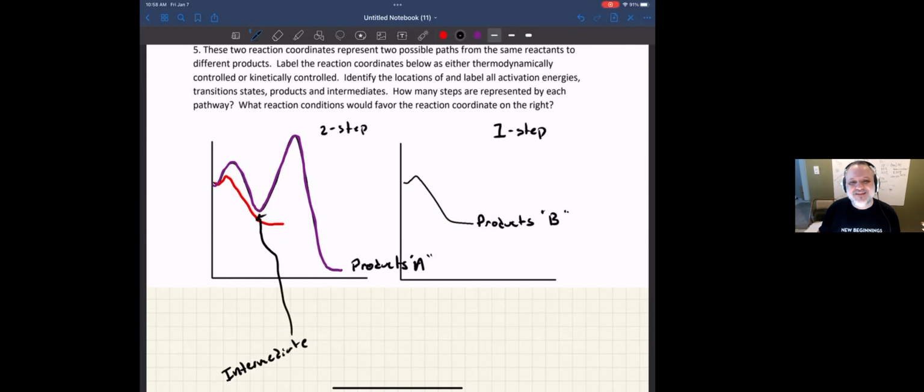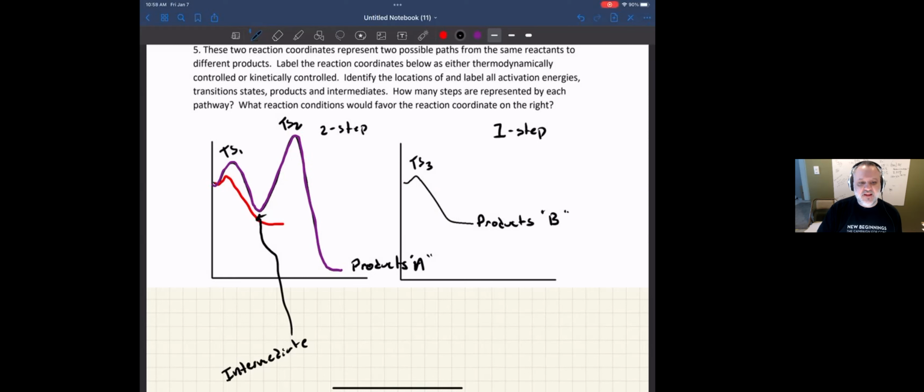Okay, what about the transition states? Every maximum along every pathway represents a transition state. So here is a transition state. I'm just going to use this abbreviation: transition state 1, transition state 2, and this will be transition state 3. And not all the transition states are on the same path. Transition state 1 and 2 are, but transition state 3 is on a different path.